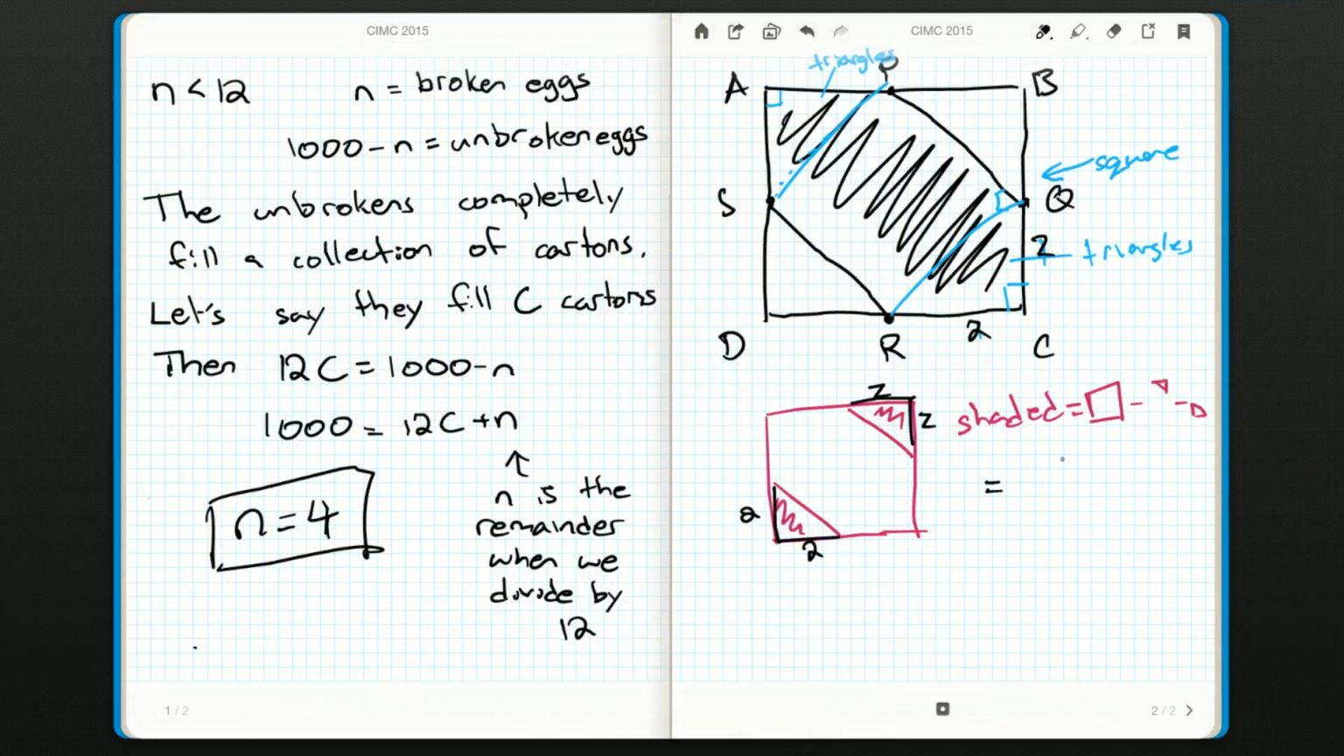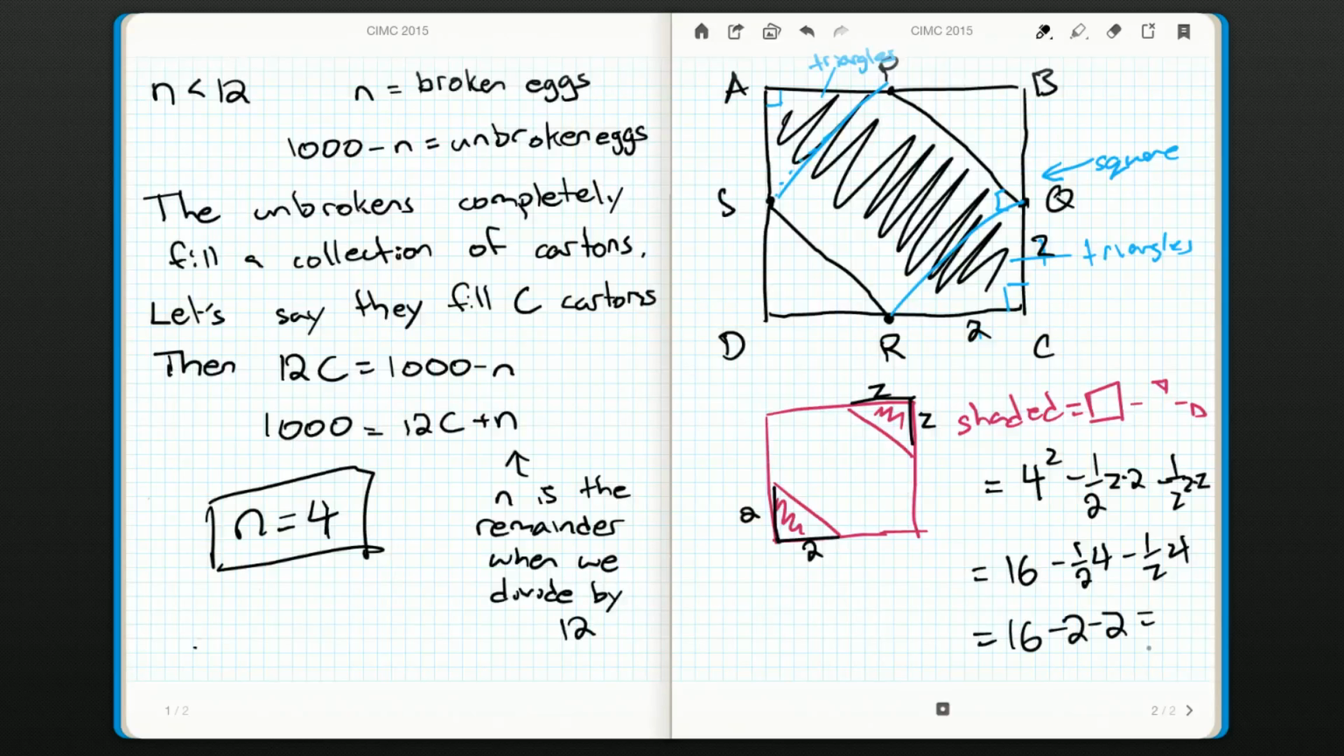So the area of the square is the side length squared, and then minus one triangle, which is half base times height, minus the other triangle, which is a half base times height. So we're left with 16 minus 1/2 times 4, minus 1/2 times 4. So 16 minus 2, minus 2, or 16 minus 4, which gives us a final answer of 12. Okay, so that's the chop things off in order to get to your shaded region method.